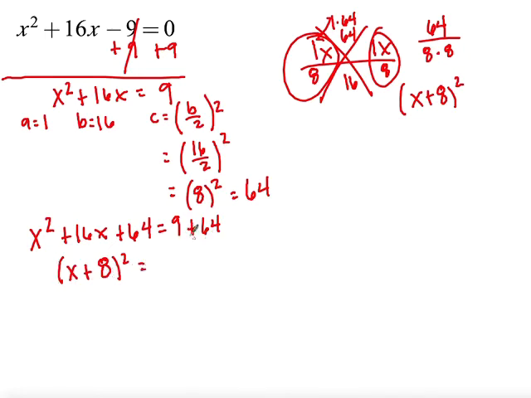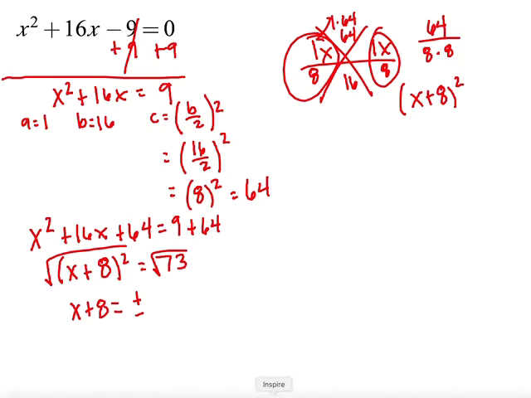On the other side, I've got 9 plus 64, which will give me 73. So at this point, I want to solve and try to figure out what x is. So I'm going to square root both sides to get rid of that squared, and that's going to give me x plus 8 equals, remember whenever I square root both sides, I've got to have a plus and a minus, and the square root of 73 is not going to be perfect.